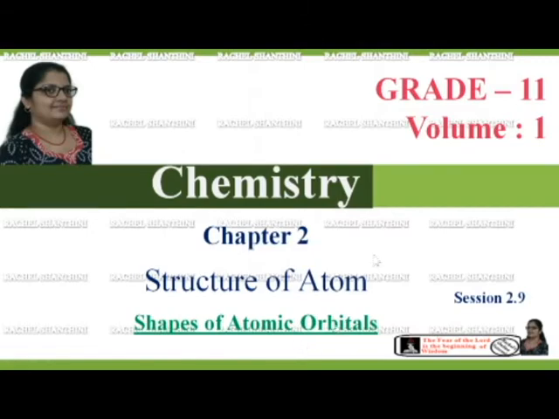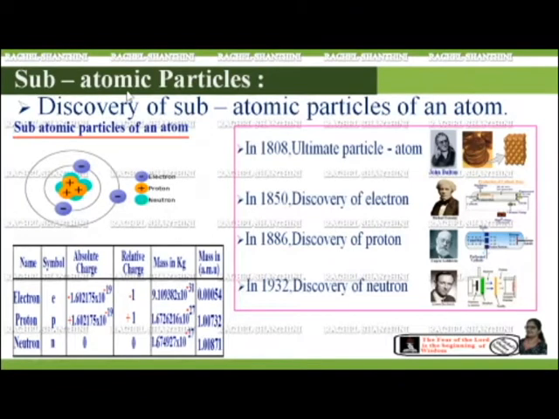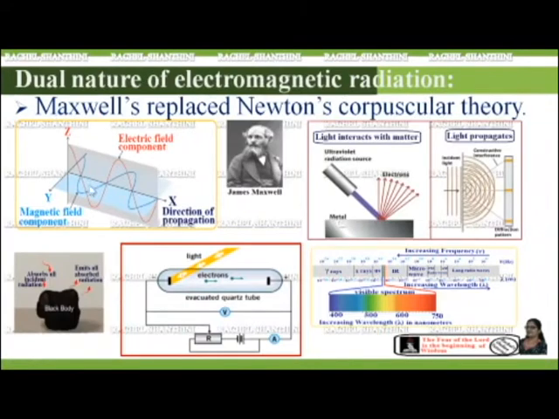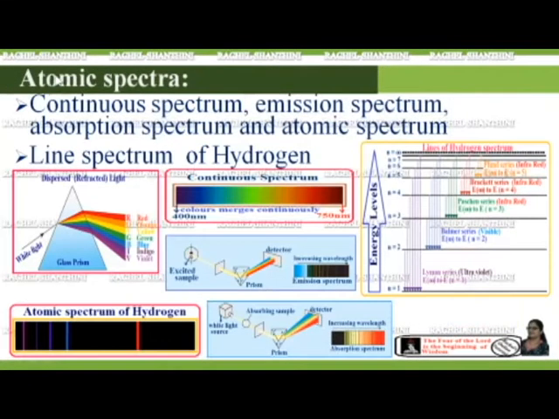previous sessions. In session 2.1, we have discussed subatomic particles and its classifications. In session 2.2, we have discussed the atomic models, that is J.J. Thomson atomic model, Rutherford atomic model and its drawbacks. In session 2.3, we have discussed the dual nature of electromagnetic radiation. In session 2.4, we have seen the continuous spectrum, emission spectrum, absorption spectrum, atomic spectrum, and line spectrum of hydrogen.